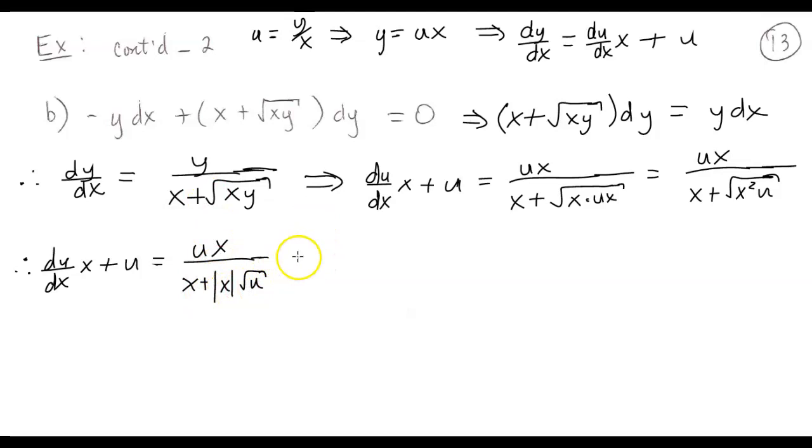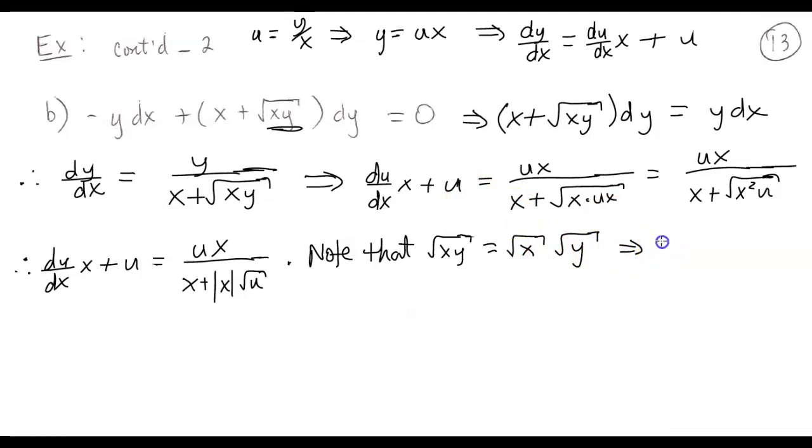Okay, so we have this situation here. Now, note in our problem that we had this term, square root of xy, which we could rewrite as square root of x times square root of y. And so what this implies is that both x and y have to be greater than or equal to 0 here. In other words, x and y both have to be non-negative, and for that reason, this absolute value of x here could just be rewritten as x. So let's say that that is just equal to x, and this is the reason why.